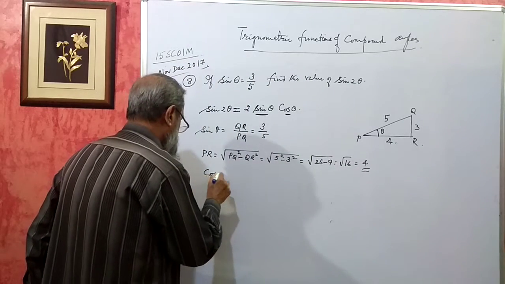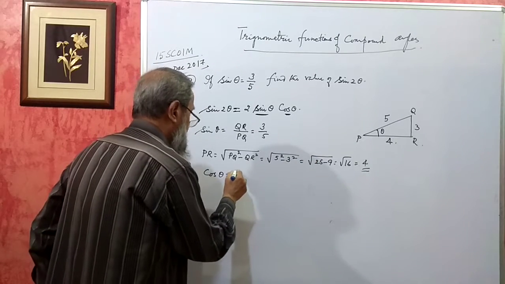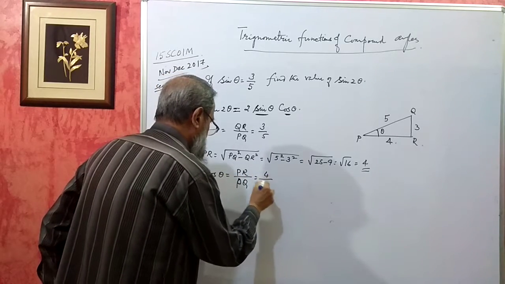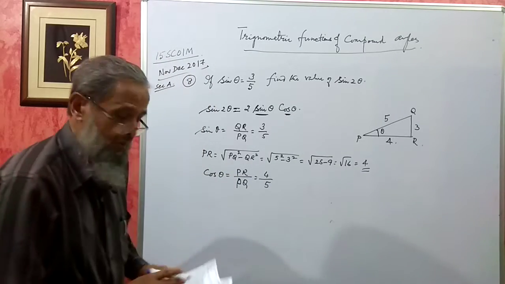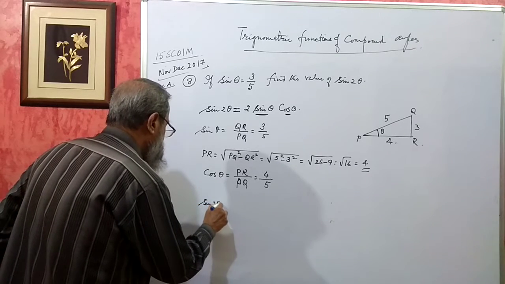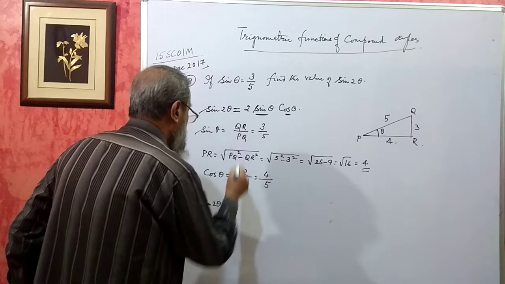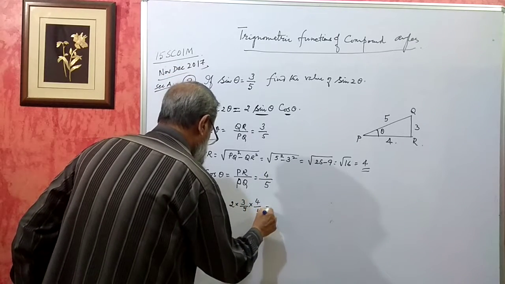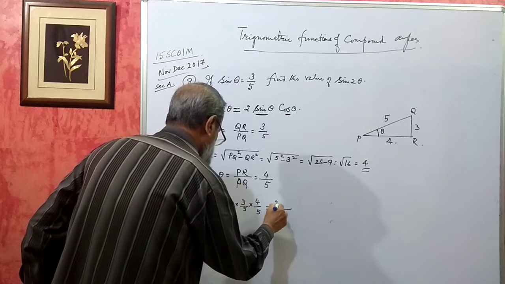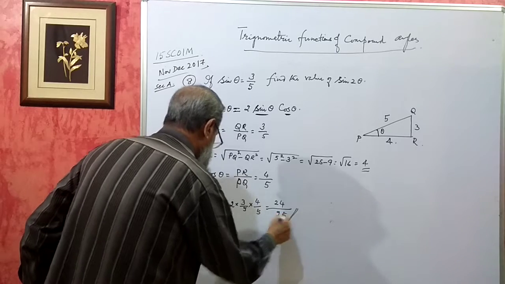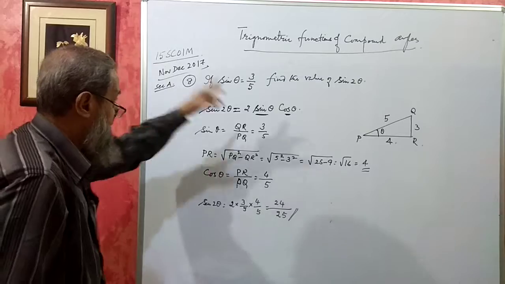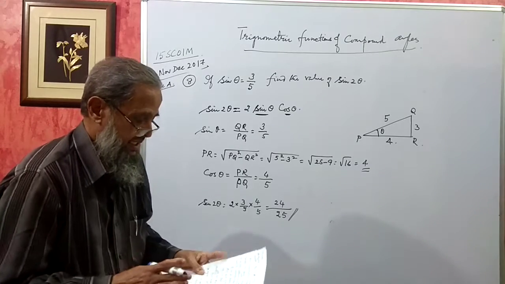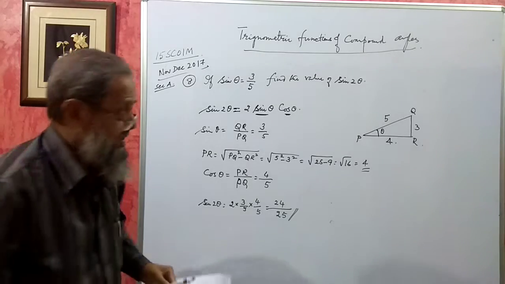Now cos theta is adjacent by hypotenuse, that is PR by PQ. PR we have got as 4, this is 5. So now sin 2 theta, this is what we want. Sin 2 theta will be 2 into sin theta, sin theta is 3 by 5, into cos theta is 4 by 5. So 2 3s are 6, 6 4s are 24, divided by 25. Sin 2 theta will be 24 by 25. If sin theta is 3 by 5, then sin 2 theta will be 24 by 25. That is the value of sin 2 theta.